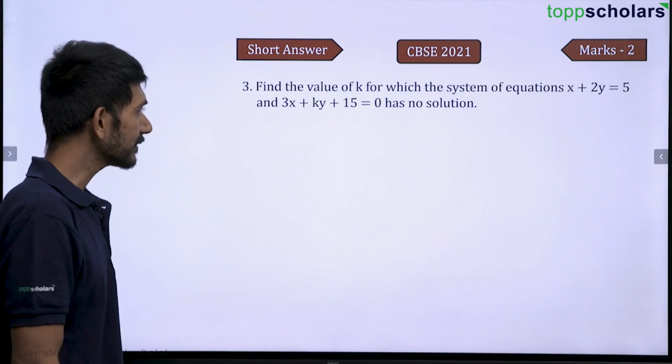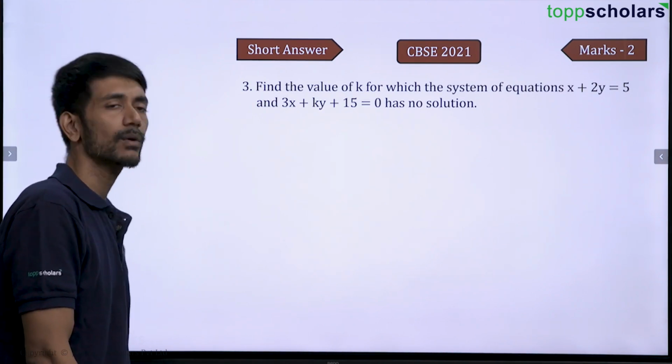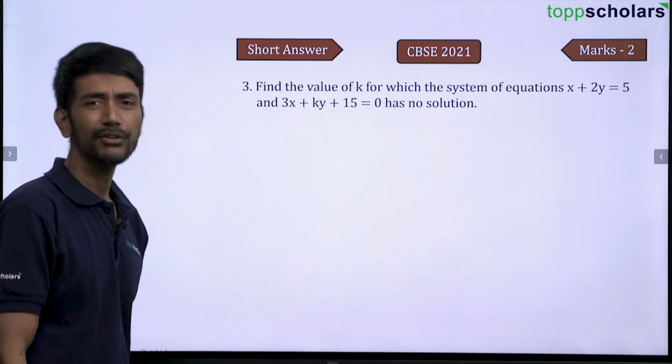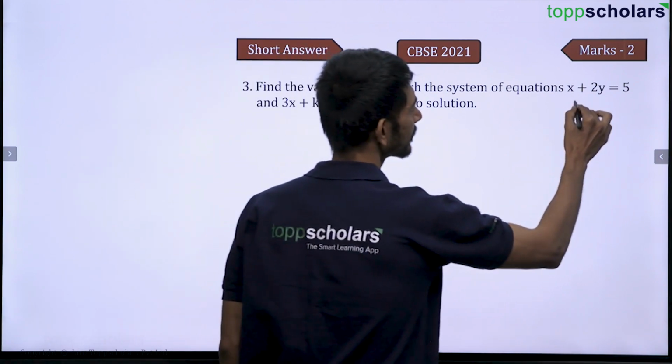Interesting question. The question says find the value of k for which the system of equations, two equations are given basically. X plus 2y is equal to 5, first equation.